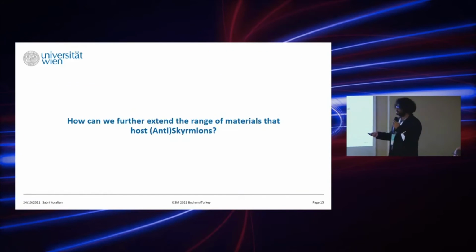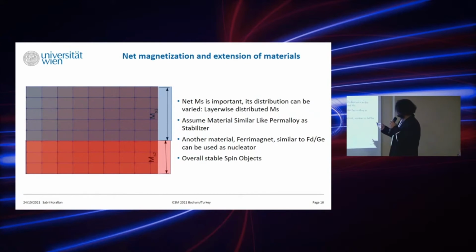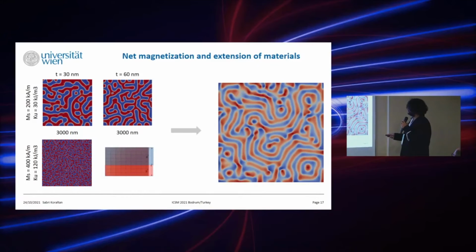Another question is, how can we further extend this range of material parameters that can be used to show this coexistence? In this case, we can make use of a concept like nucleators and stabilizers, which means that we can have a material with low saturation magnetization, as in this case, and then a material with a high saturation magnetization, which normally would not host magnetic skyrmions or anti-skyrmions. And then we can layer them up, and we obtain again the same domain morphology, which will allow us to stabilize some of the structures.